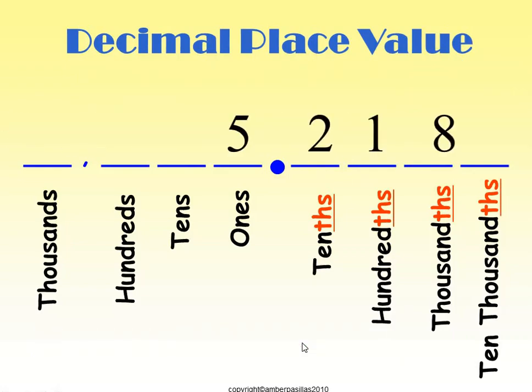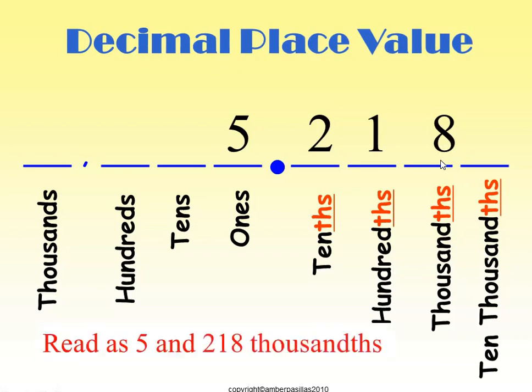What about this number? Again, you will not change anything in it. The 5 will stay, it's 5 ones, and we always say 5, so we will say 5 and what's this number? 218. So you will read it 5 and 218. Then you will think, where is the last digit in the decimal? It's in the thousandths place. So you will say 5 and 218 thousandths. Okay? You just had to add the place value at the end of reading the decimal.